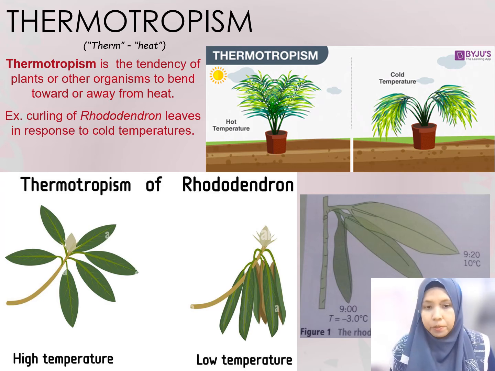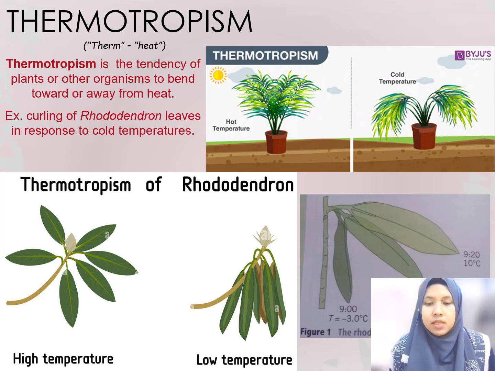So let's have a look at this one, the thermotropism of the rhododendron. Rhododendron is one of the plants that responds to thermotropism. When there is a high temperature surrounding them, they will fully expand their leaves. But if they are having a low temperature, they will close up. So they are going away from the heat.